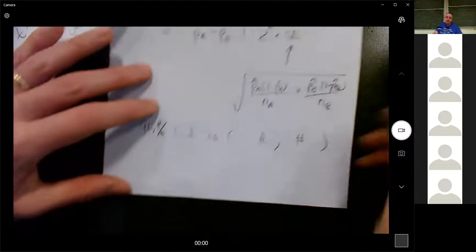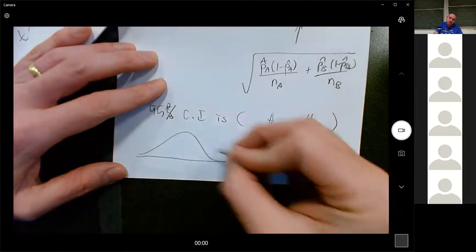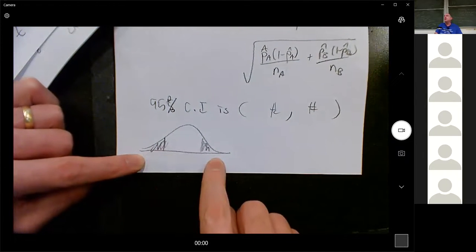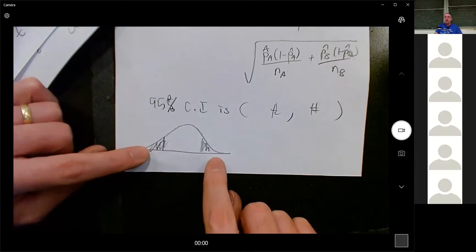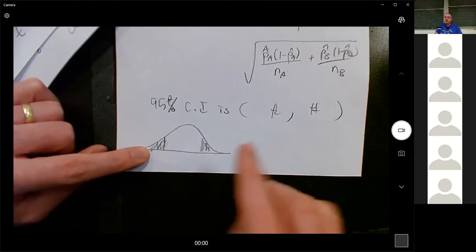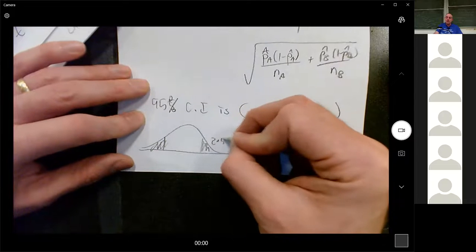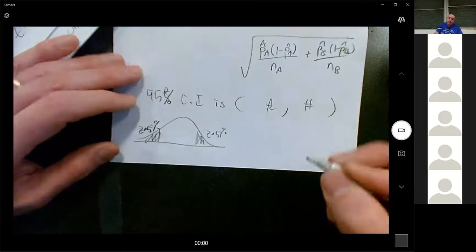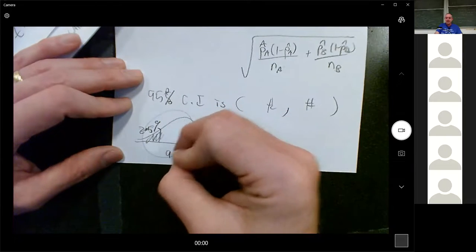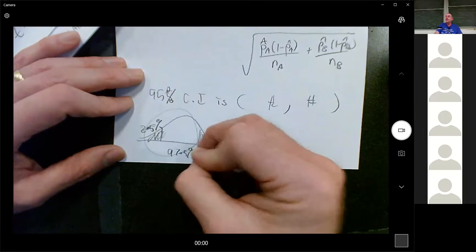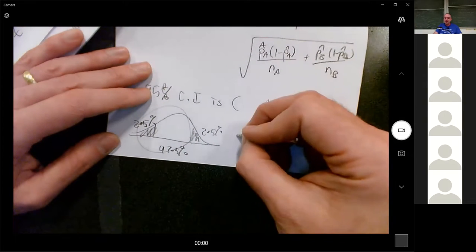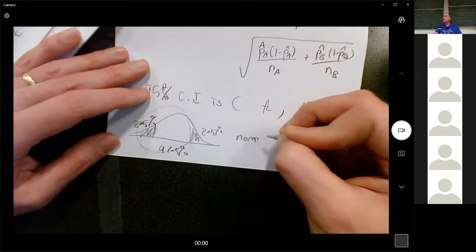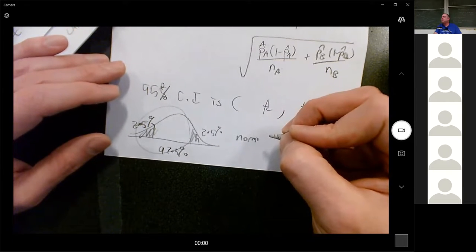So you can say, I need this combined percentage to be 5%, which means I need 2.5% on both sides, which means I need 97.5% down there. And so I can say the norm, it's usually norm inv, I think. I don't know how they do it in MATLAB. You'd have to look it up.